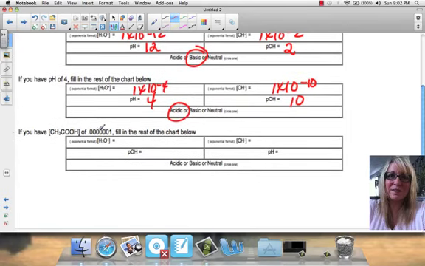And in this last one, you have 1, 2, 3, 4, 5, 6, 7. 1 times 10 to the negative 7. Should have written it here. 1 times 10 to the negative 7, and 1 times 10 to the negative 7. So pOH is 7, pH is 7, so this is neutral.